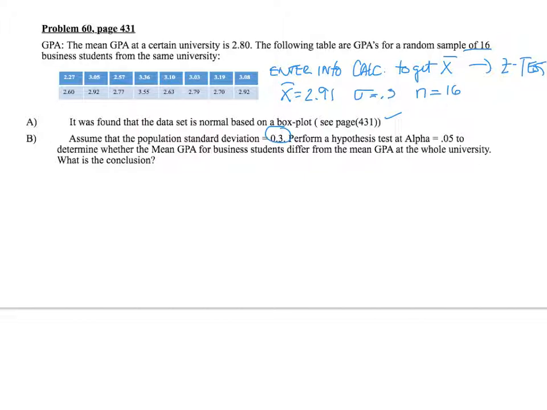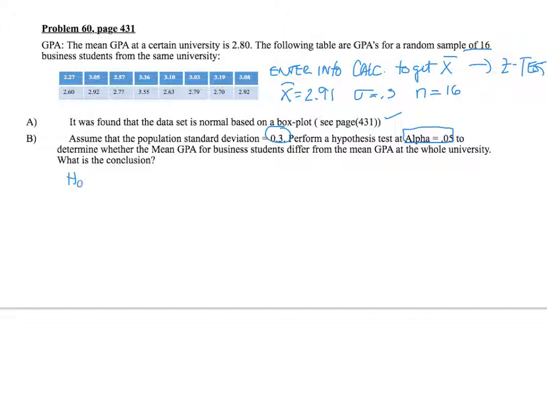And so now we can still do the test. It tells us that we can assume that the standard deviation is 0.3, and it says now we want to perform a test at 5%. So let's go ahead and do our test.